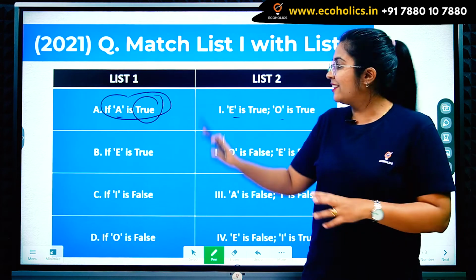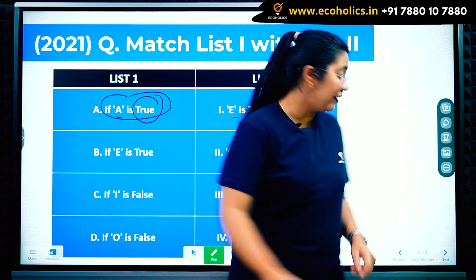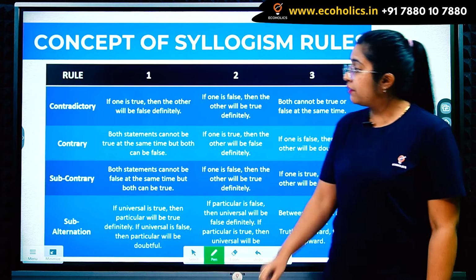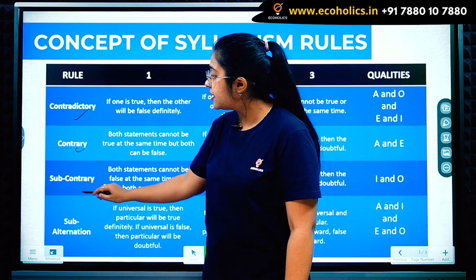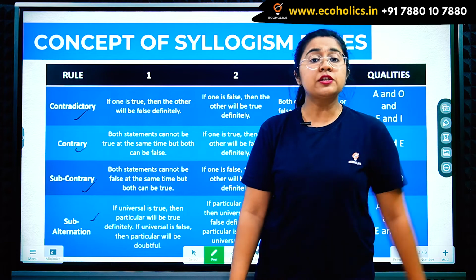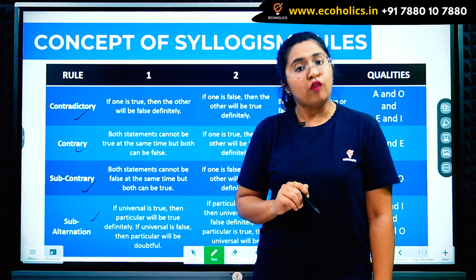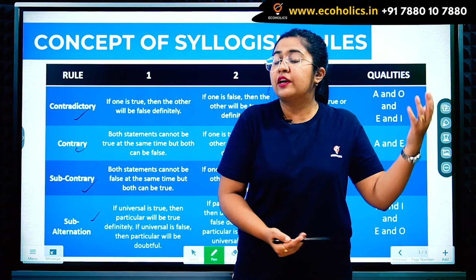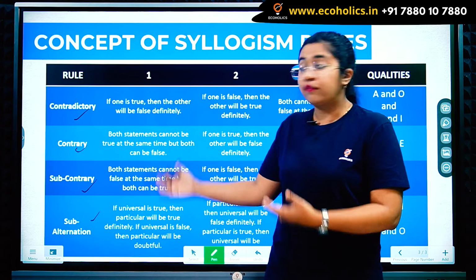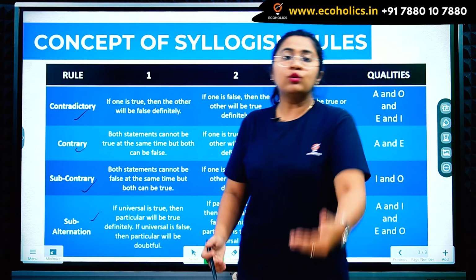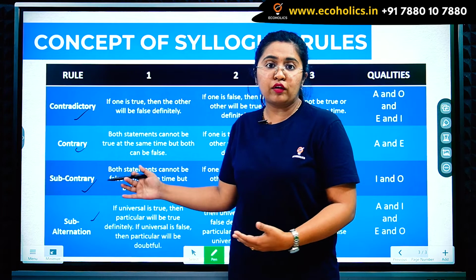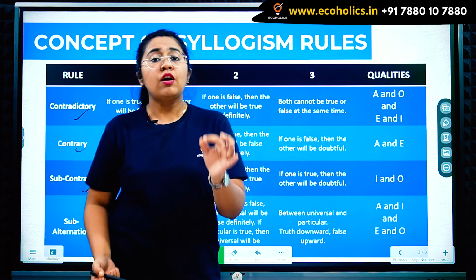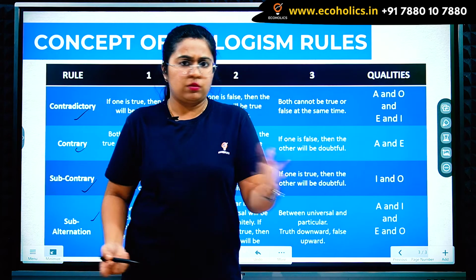So to understand this concept, now let's draw back ourselves to the concept of the classical square of opposition, where we had studied the contradictory, contrary, subcontrary and subalternation, these 4 types of classical square of opposition. Now the detailed study already has been discussed in our previous lecture, so you can watch that video of course before you go through this question. But for those who already know this classical square of opposition, we'll go ahead and understand what happens when one of the statements is true or false.